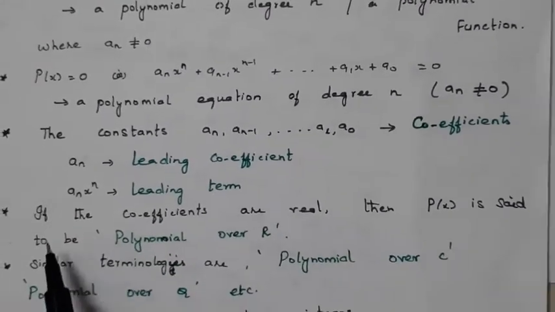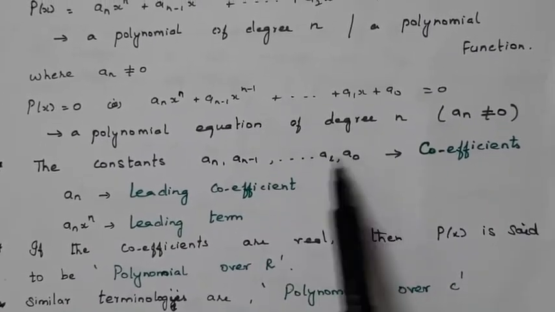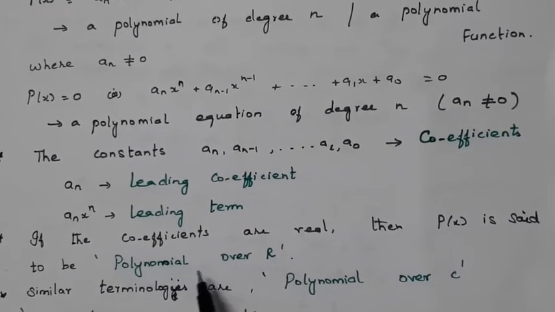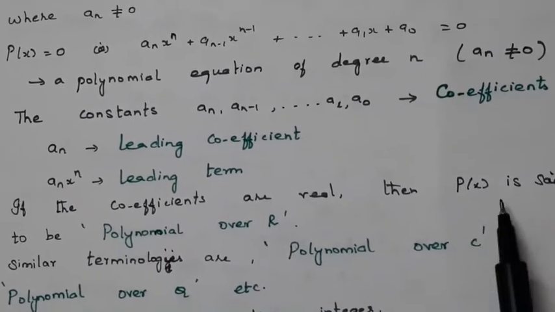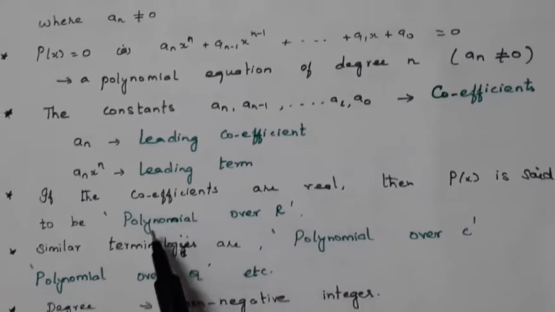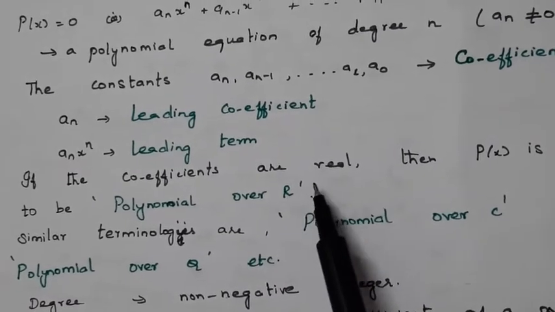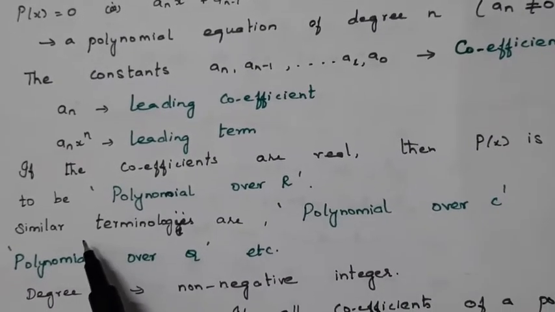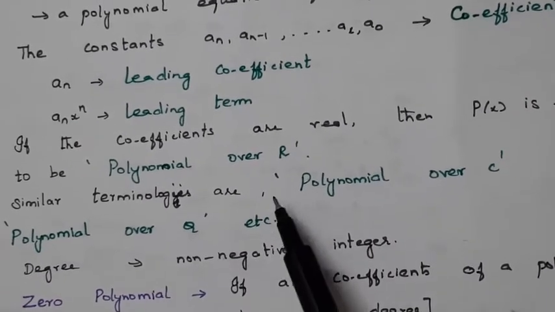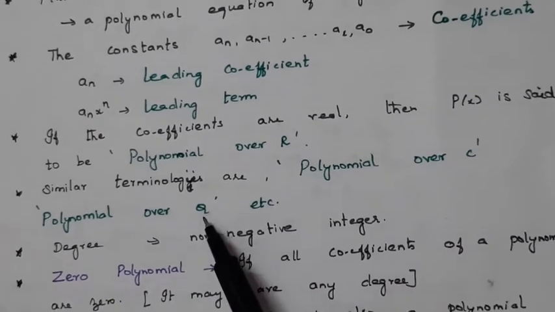And then if the coefficients a_(n-1) etc. a_0 all are real, then we can say that the polynomial is a polynomial over R. Then this P of x is said to be a polynomial over R, that is real numbers. This means that the coefficients used in that polynomial are real. Similarly, if it is a polynomial over C or a polynomial over Q, then the coefficients belong to either complex numbers or rational numbers.